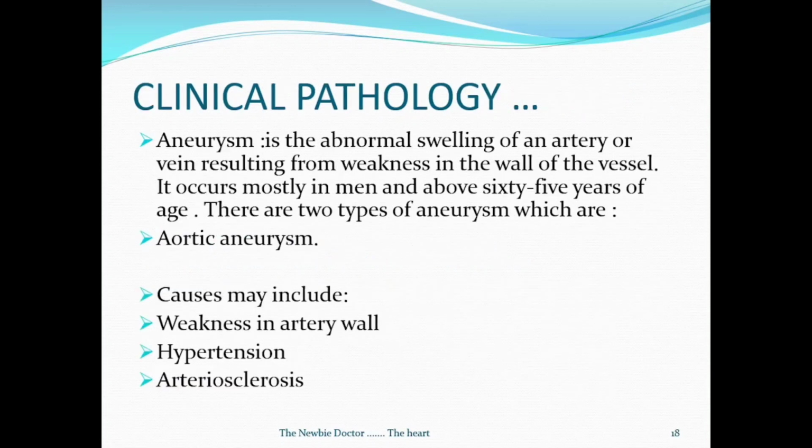Now going to the clinical pathologies, we have different pathologies that could affect the heart, but for the sake of this lecture, we'll be discussing briefly the common types that we could find in the heart. First of all, we'll be discussing aneurysm, which is basically the abnormal swelling of an artery or vein resulting from weakness in the wall of the vessel.